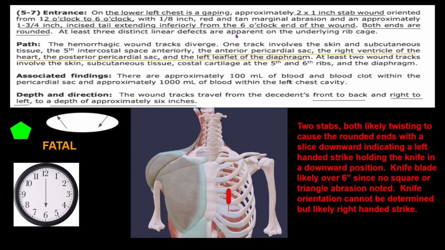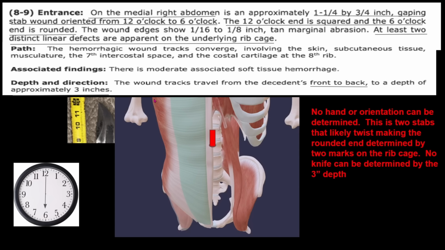3 distinct linear defects are apparent on the underlying rib cage, which means that they have looked at the bones and it correlates with this wound. There's 100 milliliters of blood and a blood clot within the pericardial sac, and 1,000 milliliters of blood left within the chest cavity. So the blood pooled in there. It had hit the heart. This is an absolute, instant death blow.